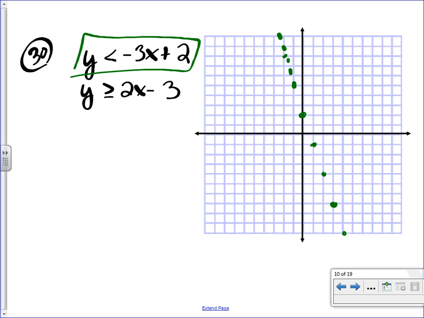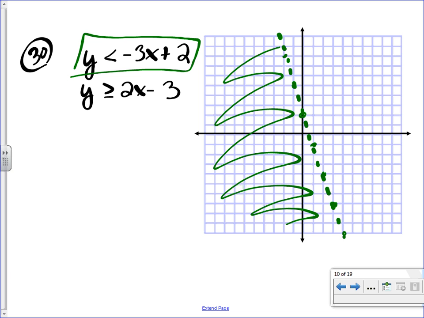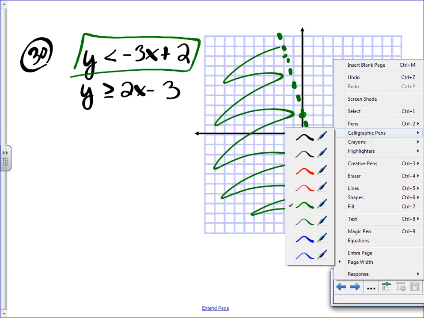This one is going to be dotted, that's because there's no equal sign. And we're also going to shade below the graph. It says less than, so we should be shading below. This would be the bottom. There's our first inequality.